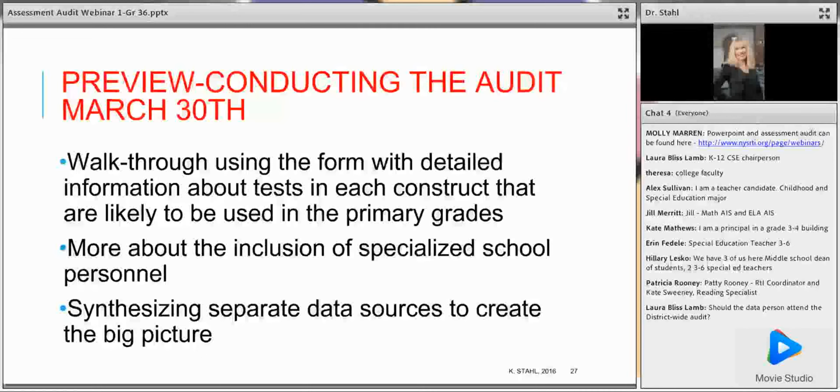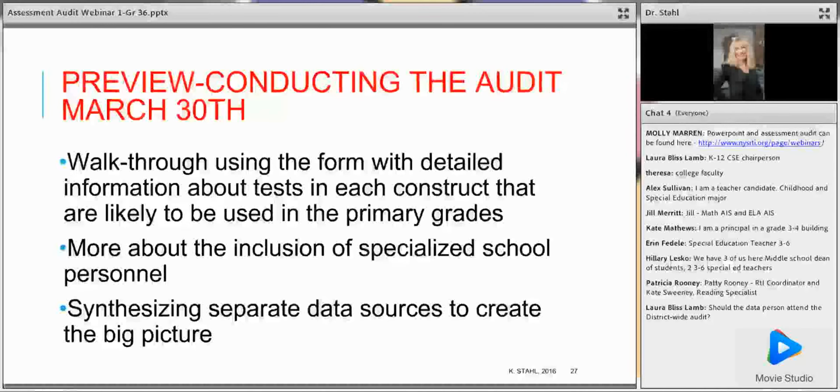It has to be done at the district level. And so those of you who are doing this as a district, fabulous. If you're doing it as a school, that's a great first step, and you may want to be the one who initiates this at a district level. And finally, we will talk about how to synthesize the separate data sources to create the big picture.